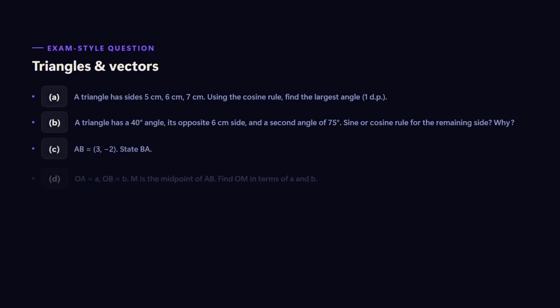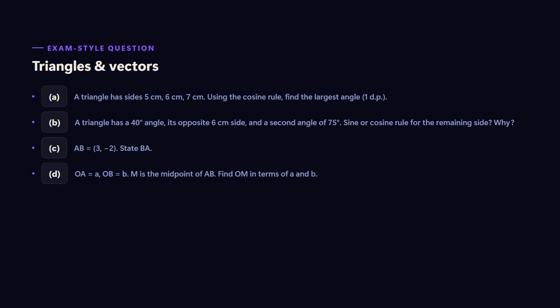Now, a full exam-style question tying together everything in this lesson. Part A. A triangle has sides of 5 centimeters, 6 centimeters, and 7 centimeters. Using the cosine rule, find the size of the largest angle to 1 decimal place. Part B. A triangle has an angle of 40 degrees, with the side opposite it measuring 6 centimeters, and a second angle of 75 degrees. State which rule you'd use to find the remaining side and explain why.